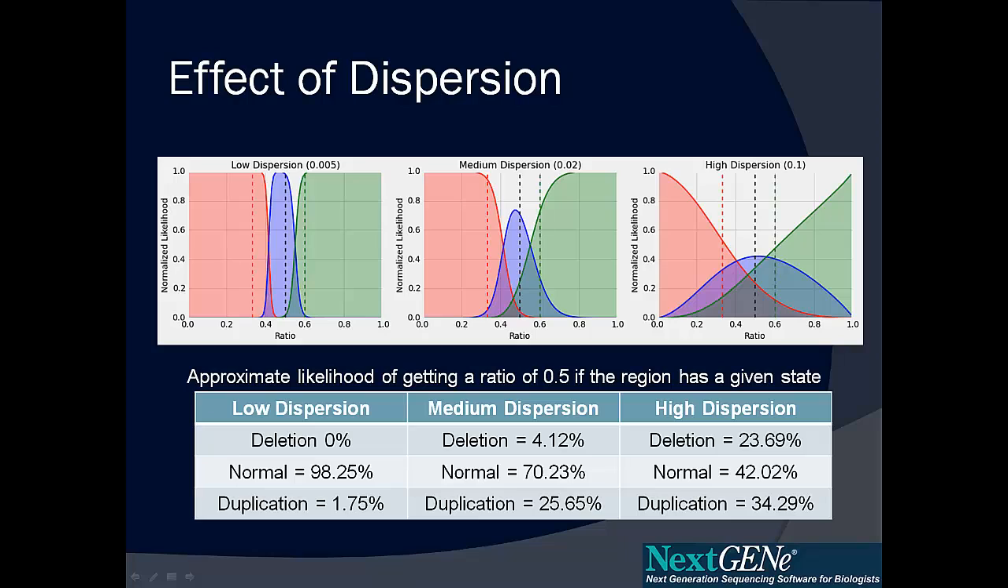If there's a little bit higher dispersion in the middle, a value of 0.02, you can see that we're still fairly confident. We say that there's a 70% chance that this region is normal, but there's also a chance that it's a duplication region that just happened to have a lower ratio than it normally would. Whereas if it's very high dispersion, we really can't be confident whether it's a deletion or a normal or a duplication. We're slightly more confident that it's normal because it's a ratio of 0.5, but we really can't be too confident about that one individual point.